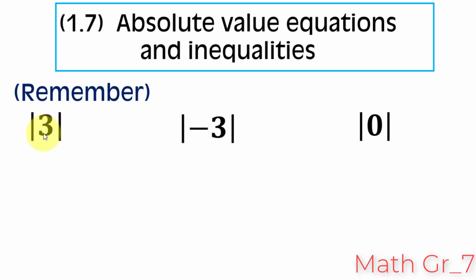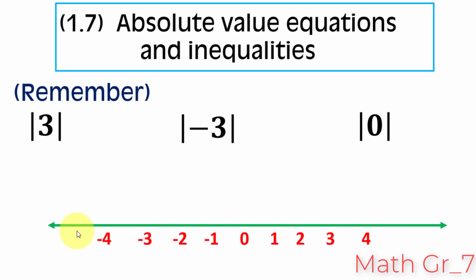Absolute value of 3 equals what? Absolute value of negative 3 equals what? Absolute value of 0 equals what? We studied before the meaning of the absolute value of 3. Just draw the number line: 0, 1, 2, 3, and so on on the right, and negative 1, negative 2, negative 3, and so on on the left.